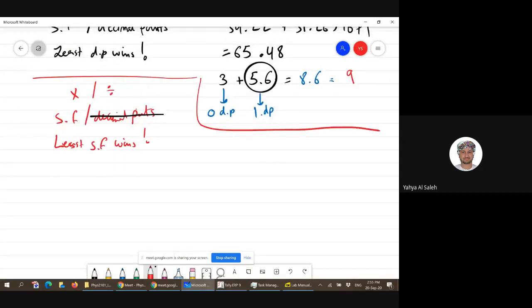So if I do 3.12 times 1.1, my calculator will give me 3.432. But the best I can actually say is, since this is 3 significant figures and this is 2 significant figures, the best I can say is 3.4 to 2 significant figures.